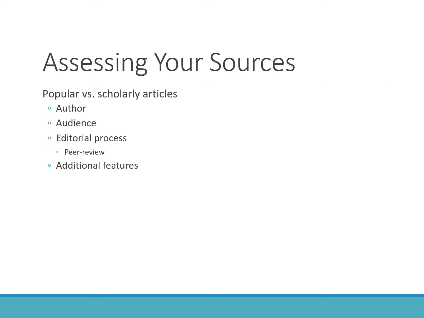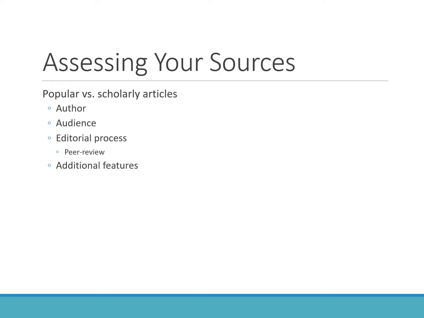In a popular article, the audience is not expected to have any specific knowledge on the topic. They're just reading what's interesting to them. As opposed to a scholarly article, where the assumption is that the person reading the article has some technical or specific skills or understanding.